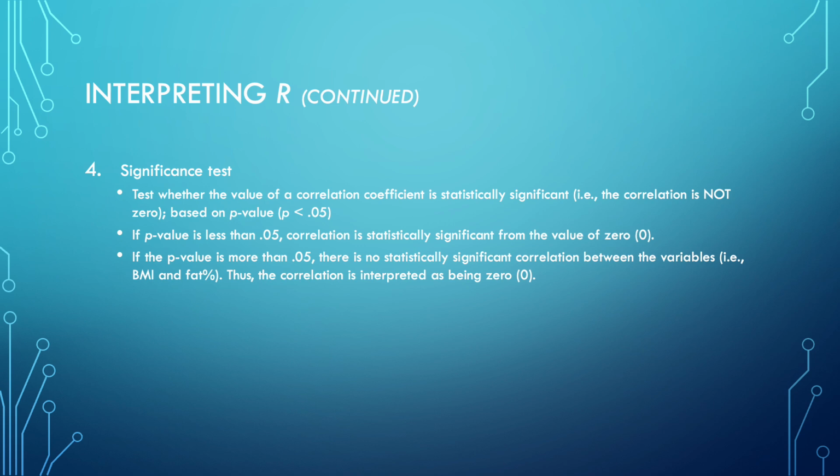Sometimes p-values can be modified. Sometimes you'll see a p-value of 0.01, which is more rigorous, but 0.05 is pretty common. If the p-value is more than 0.05, there is no statistically significant correlation between the variables. An example of this would be BMI and percent body fat. Thus, if it's not statistically significant, then the correlation is interpreted as being 0.